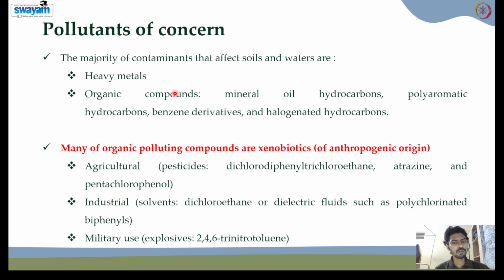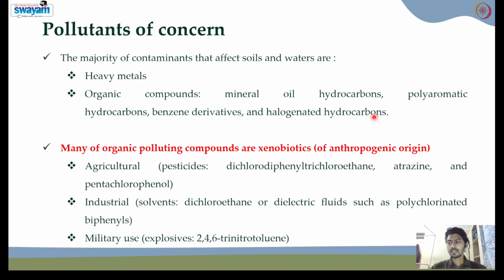The second class of contaminants is organic compounds. Organic compounds, as we already know, are mostly composed of carbon chains. For example, mineral oil hydrocarbons, polyaromatic hydrocarbons, benzene derivatives, and halogenated hydrocarbons. So these are the two major contaminants that affect the soil and water.